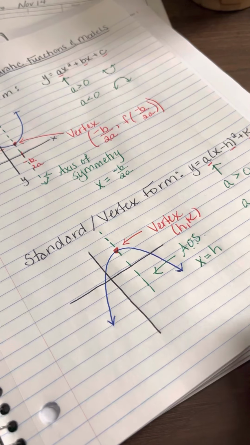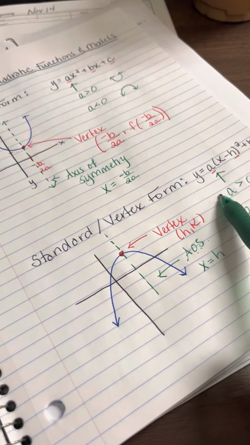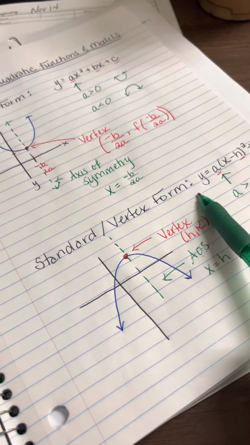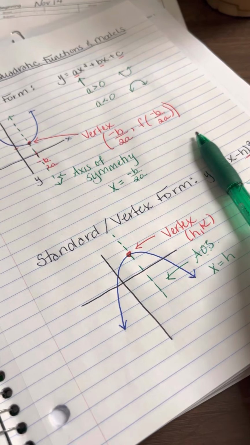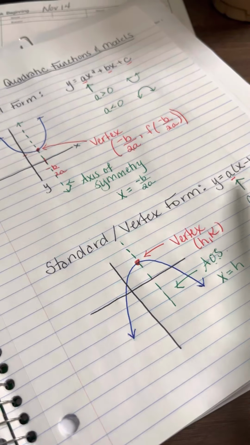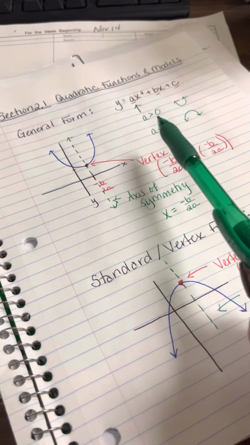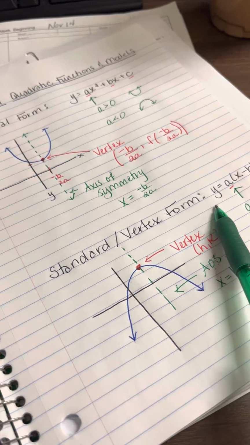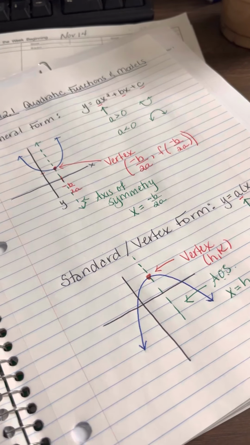So what you're going to be asked to do today is look at different forms of the equation and identify the vertex, the axis of symmetry, and the x-intercepts. Now your book also asks you to take the general form and rewrite it as the standard form, and we'll see how to do that as well in the next video.